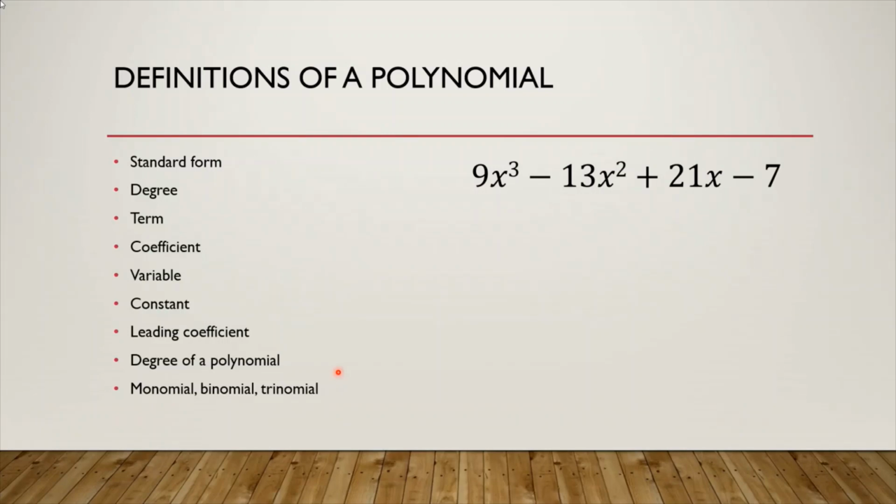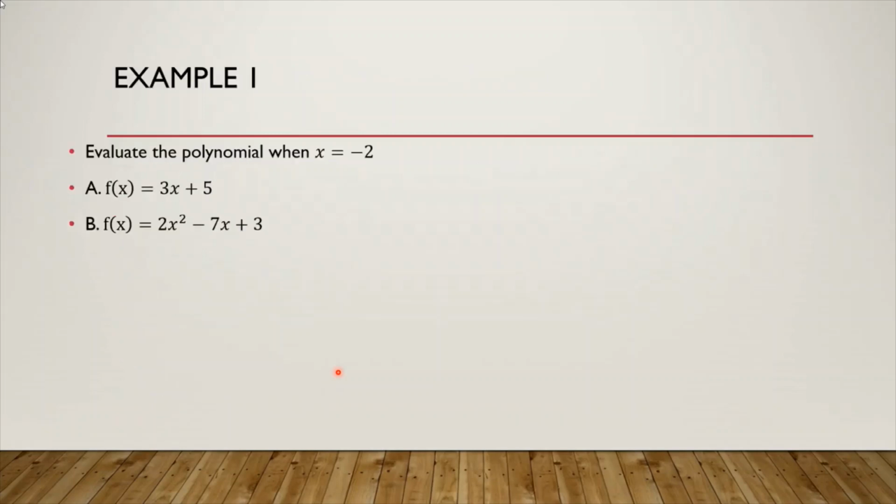All right, so we looked at some definitions. Let's look at evaluating a polynomial. When it comes to evaluating a polynomial, all you're doing is substitution. So if you remember, this is f of x. Let's look at letter A. f of x equals 3x plus 5. So I rewrote it.